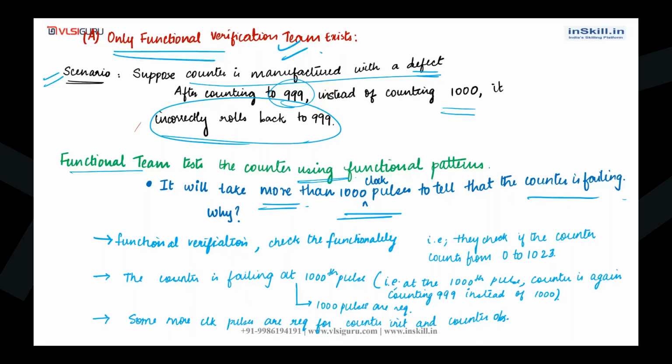Why? Because the functional verification team checks the functionality. In this case, they will check whether the counter properly counts from 0 to 1023. The counter is failing at the 1000th pulse, because at the 1000th pulse, instead of counting 1000, it is once again counting 999. So 1000 pulses are required, and some more clock pulses will be required for counter initialization and counter observation. The counter has to be brought to some initial state, and then the output of the counter has to be taken to some register, and the register has to be read.